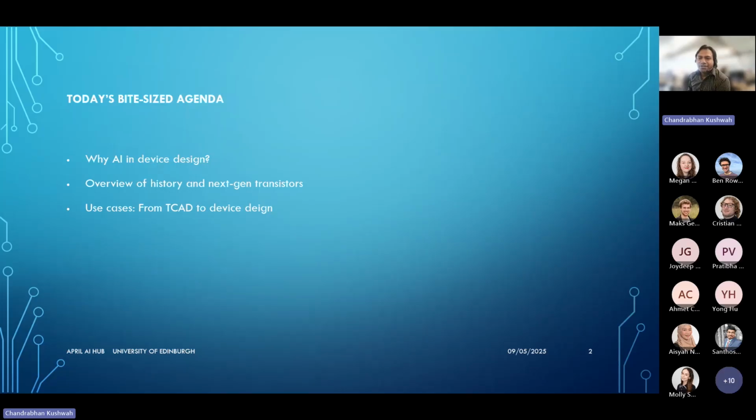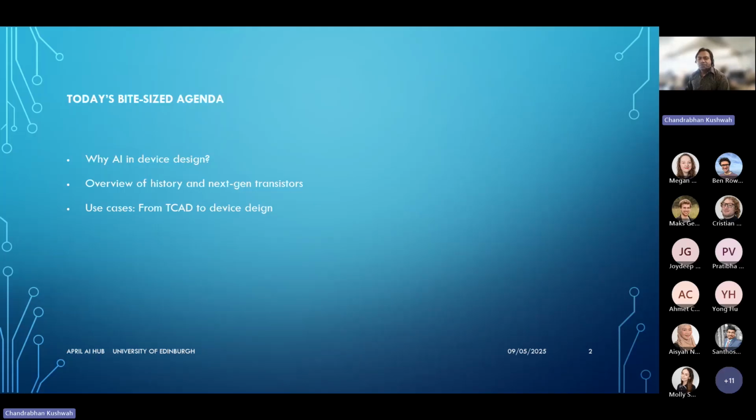First, we will talk about how AI has become important in transistor and device design, where it came from, and what applications we can have in device design. Then we will look at some of the most advanced architectures, like FinFETs, gate-all-around FETs, and beyond as well. After that, we will explore exactly where AI fits in device design and simulation. And I will walk through real-world use cases like TCAD acceleration, structure optimization, and inverse design as well.